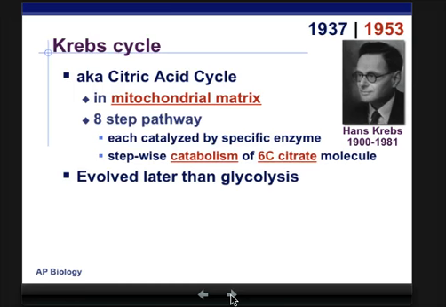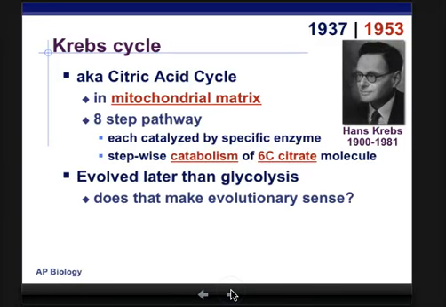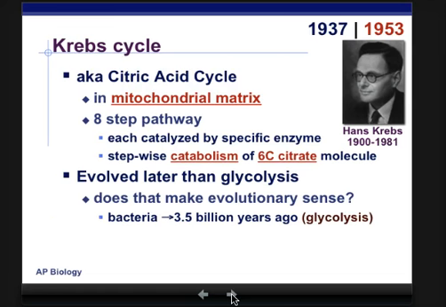The Krebs cycle came around later than glycolysis. Remember that we said glycolysis was a really ancient process that early prokaryotes did. Like all cells do it. It happens in the cytosol. But you had to evolve to have a mitochondria in order to do the Krebs cycle. Does that make evolutionary sense? Sure it does.